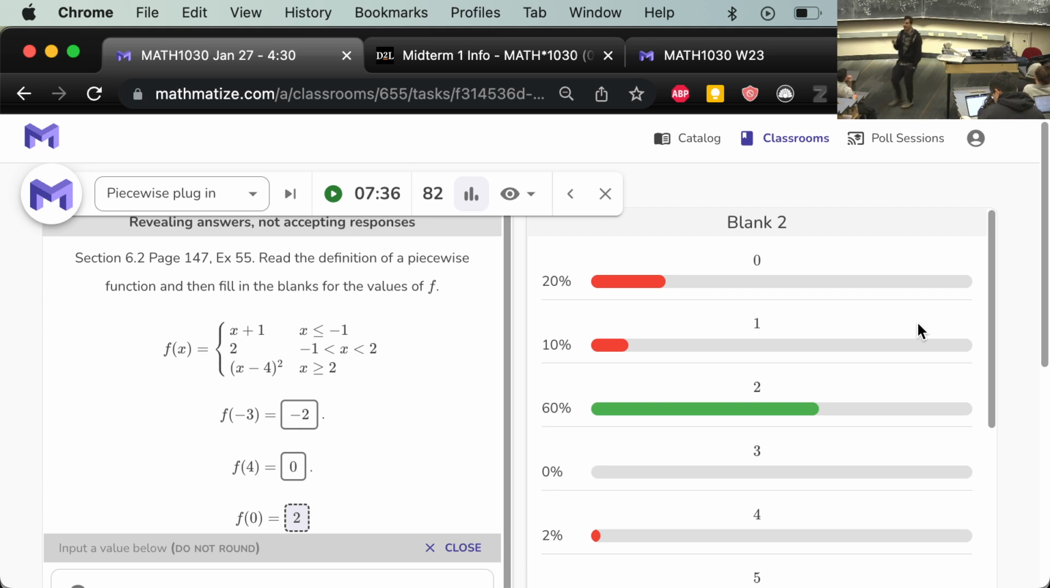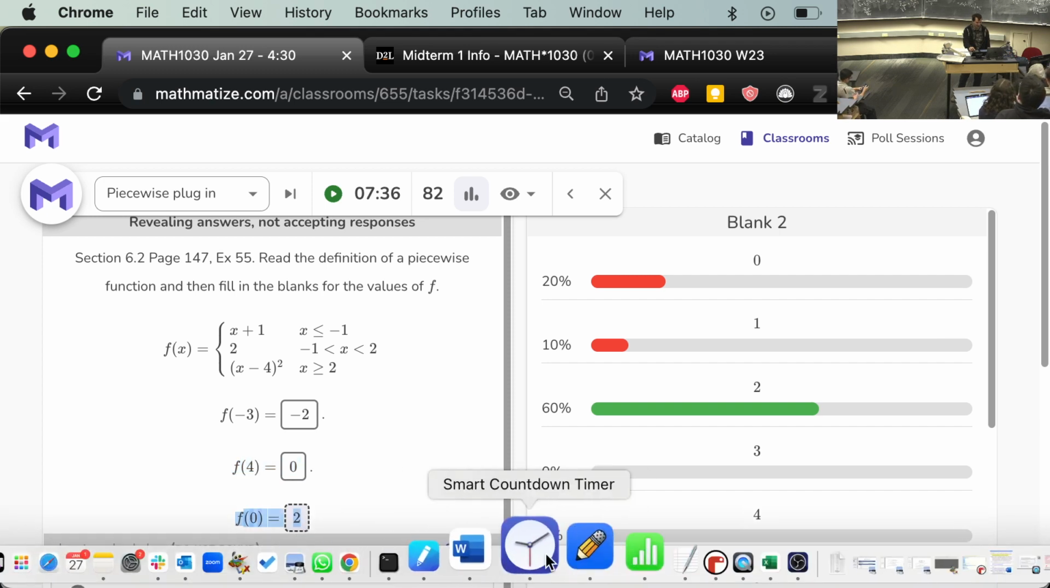How did I get f of 0? Oh, why is f of 0 equal to 2? Okay, yeah, let me do that one again a little bit slower.